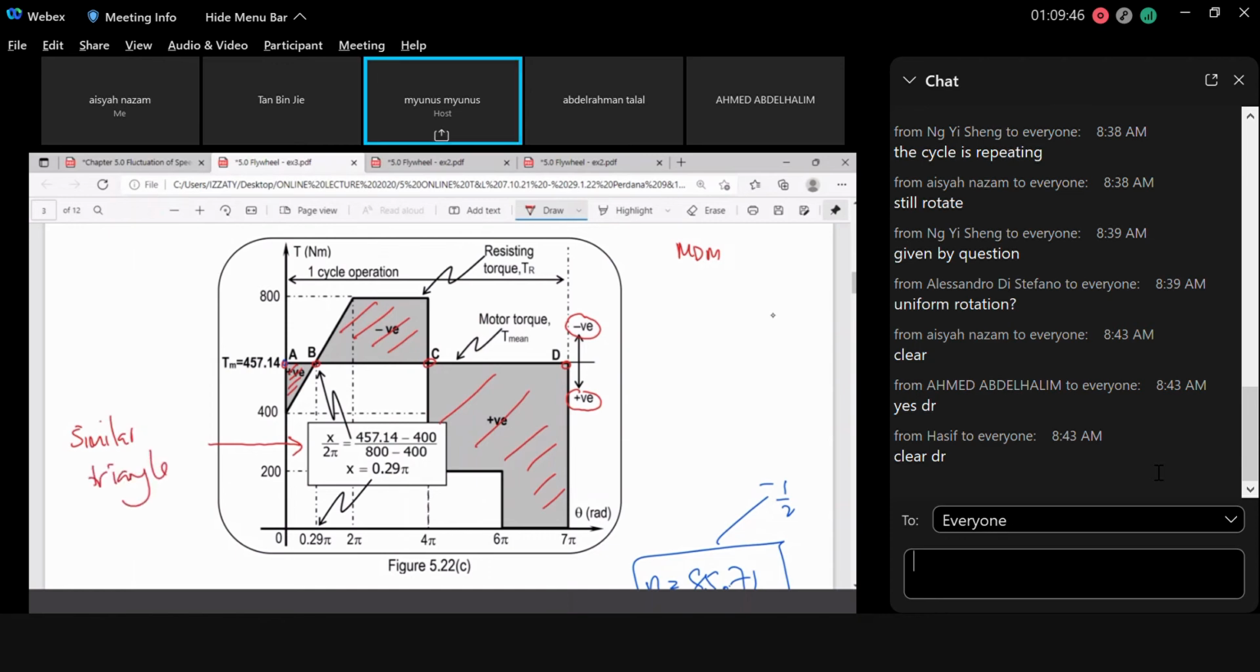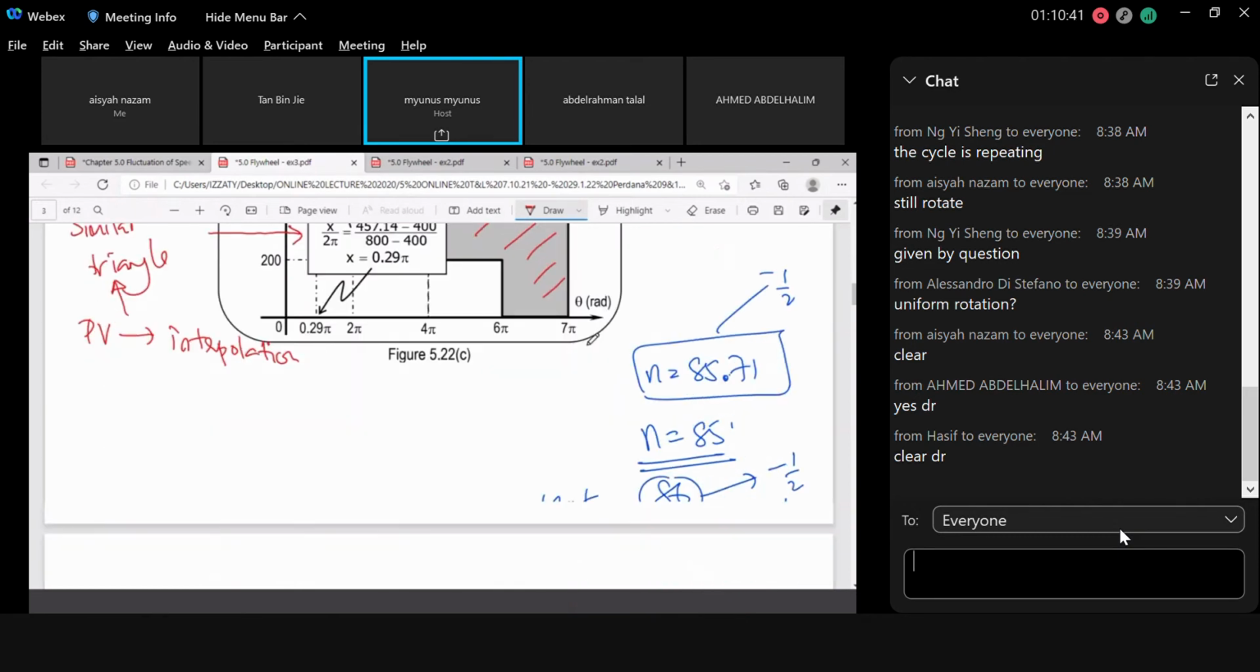If you are doing this in a PV diagram, pressure and volume diagram in thermodynamics, what is it called when you want to look for something? Anyone? Remember, you use it in what? Interpolation. Basically, it's a similar triangle, or some call it magic triangle. Use this similar triangle or magic triangle, based on the triangles. You will have x equal to 0.29 pi, a small portion of this one. Then only can you do all the equations.